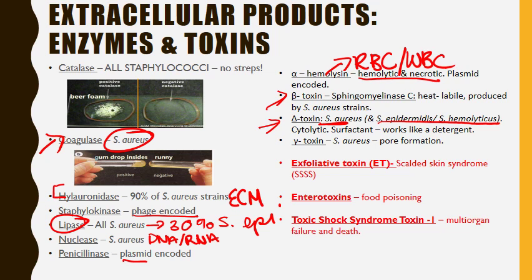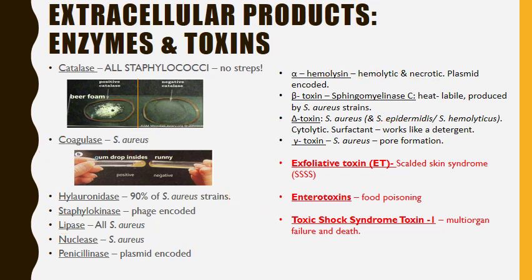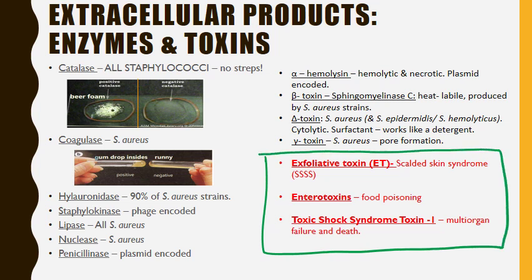And then at the bottom here, we have this list of toxins that are in red. These guys are kind of important, if only because we associate them with specific diseases. So there's the exfoliative toxin, or exfoliatin, ET. That's going to lead to scalded skin syndrome, or staphylococcal scalded skin syndrome, 4 S's. It produces enterotoxins that lead to food poisoning. And then toxic shock syndrome toxin, TSST-1 is how it is also known, and we'll talk about that in depth as we talk about toxic shock syndrome.